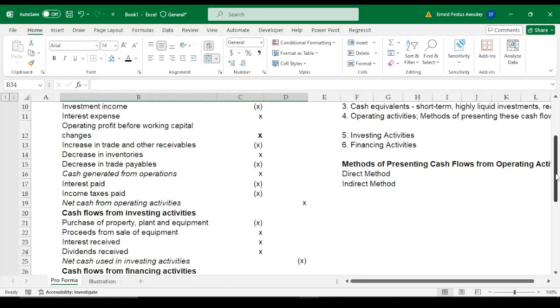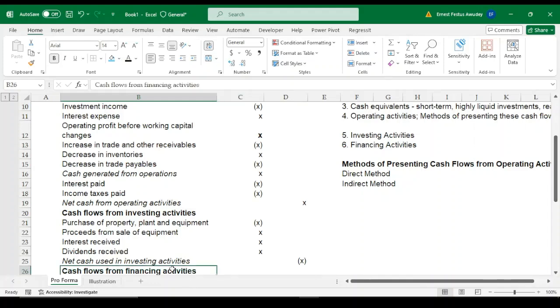We are talking about cash flows that result in changes in the capital structure, okay, or the size and composition of equity capital and debt finance. That is the capital structure. So cash flows that result in changes in the capital structure of an entity is presented under our financing activities.